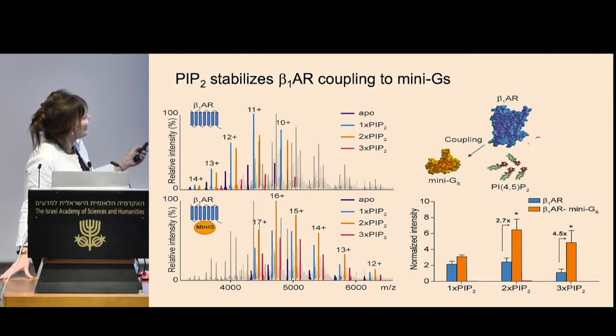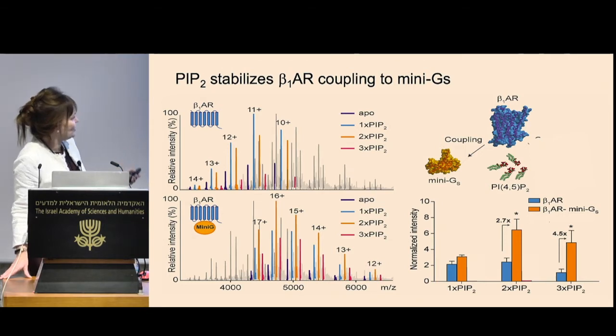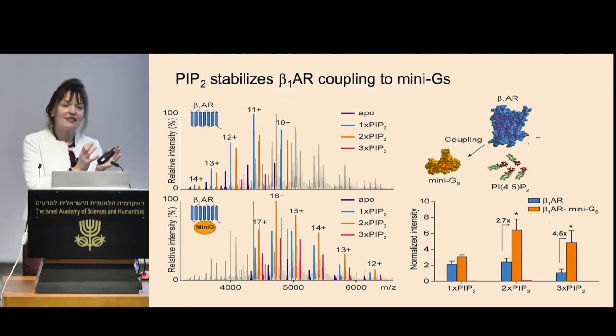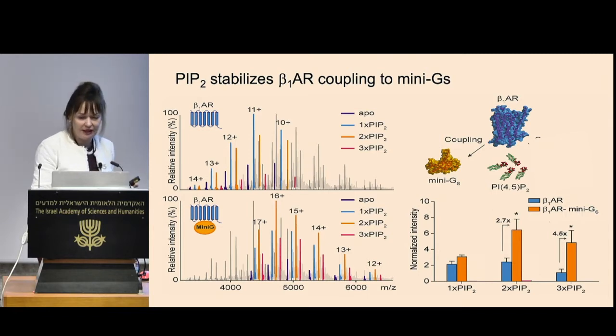So in the top case, I'm just showing you 1 PIP. This is in the absence of G binding. So 1 PIP is the prevalent peak. Once you've got mini-G here, you can see that it really takes to PIP2. So it really acts to bind very selectively and to recruit PIP2 around it.